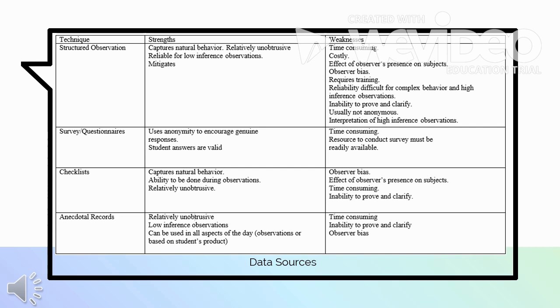Next is the anecdotal record. I believe this to be the most time-consuming data source, but it is also effective. Anecdotal records can be used during all aspects of a lesson. It's also more descriptive than a checklist. In addition, the anecdotal record can be used as a way for me to reflect on what was successful and what the areas of improvement are.